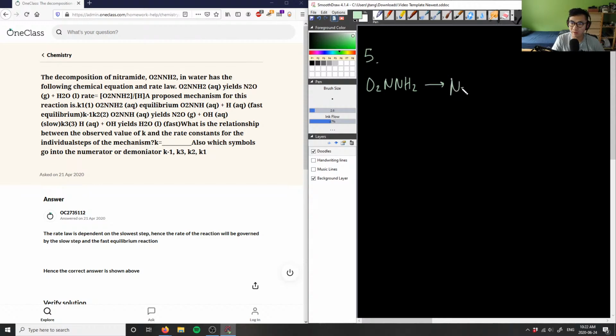decomposes to form N2O plus, oh, this is a gas, so I'm going to write the states as well, plus H2O liquid, and then the rate. I'm just making sure I'm balancing this correctly. Is this balanced? So I have 2 N's here, which is good. H2, then 1 O. Okay, we're good. And then the rate here, oh, sorry.